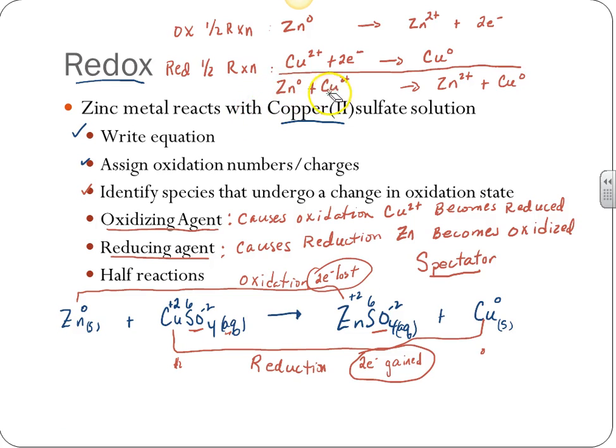So in this reaction, does it matter that copper was with sulfate? Not at all. This copper could have been with any ion that let it go in solution. So this same reaction would happen if this was copper 2 chloride or copper 2 nitrate or any copper compound that will go into water and make a solution in the presence of zinc metal would cause this reaction to happen, because the anion's not involved.